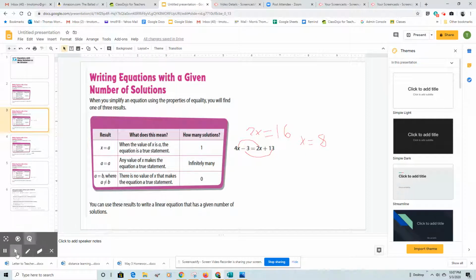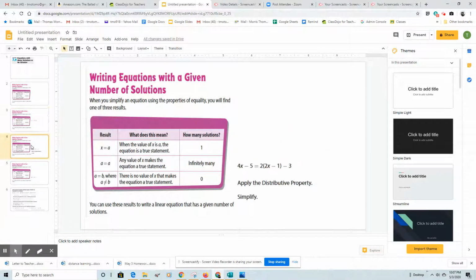Now we're going to look at the two other kinds, which is when there is an infinite set of solutions. That is when the answers on both sides are the same. Here's a perfect example of this. 4x minus 5 is on the left, and we've been using the distributive property, so we do inside and then out. After we do that, we have 4x minus 2, and then we have another minus 3.